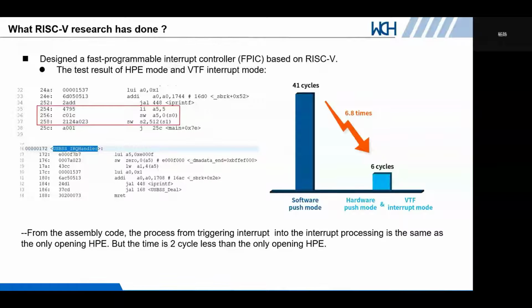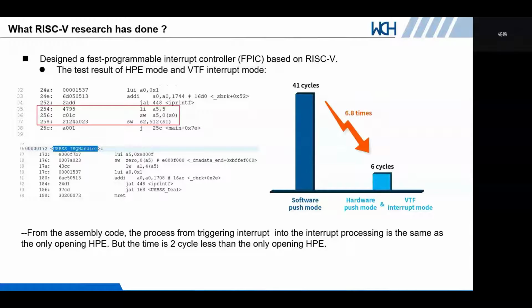We did an experiment to enable HPE and VTF interrupt at the same time. From the assembly code point of view, the process from triggering interrupt to entering interrupt processing is the same as the program that only turns on hardware push. The count value is here, FF4, which is 2 cycles less in time than mode 1.